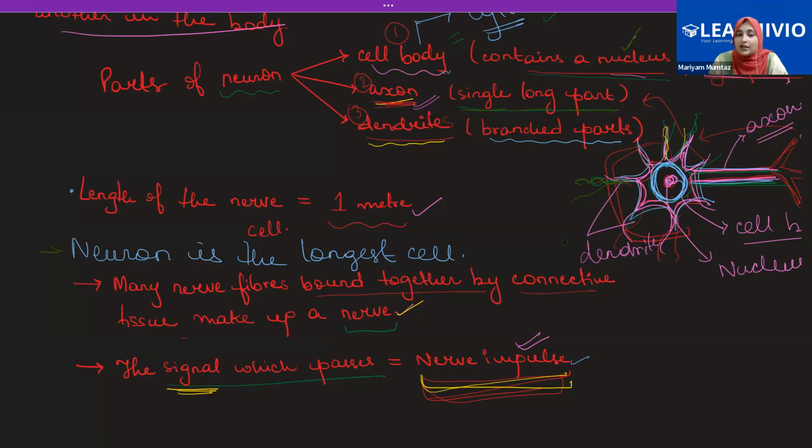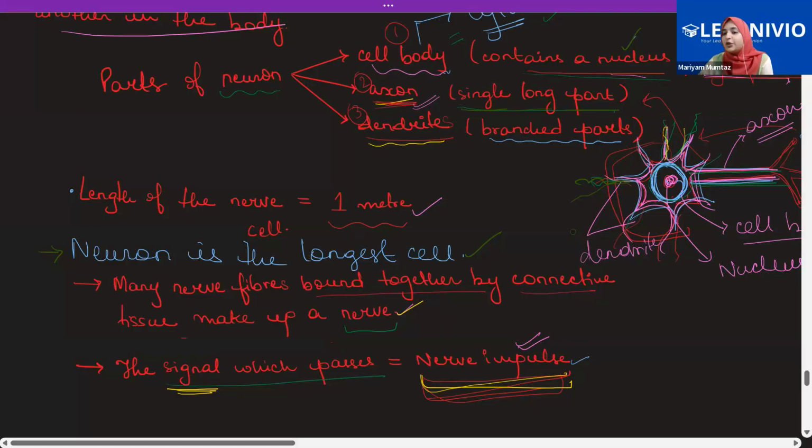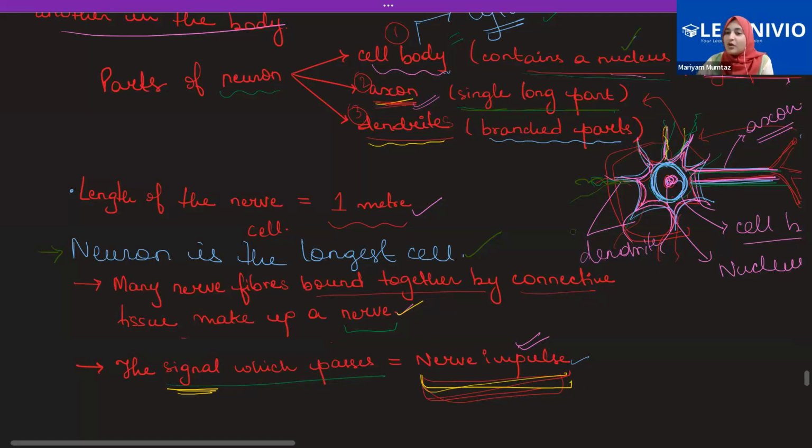Now, neuron is the longest cell. You people know what is the largest cell? Ostrich egg. Yes, ostrich egg is the largest cell in the world. There's no cell larger than that. Which is the smallest cell? The tiniest cell? Mycoplasma, which is a bacteria. And then the longest cell is the neuron. In terms of length, there's no cell that is of 1 meter length. So this is the longest cell.